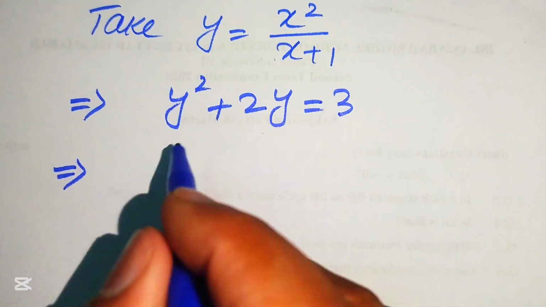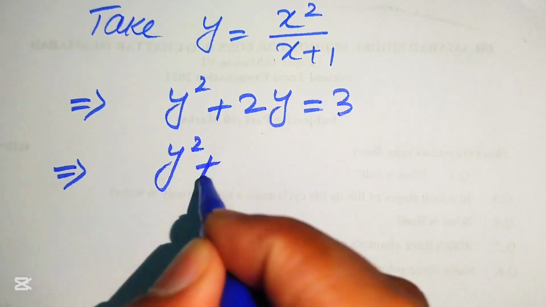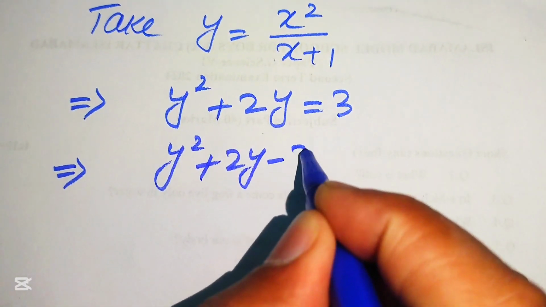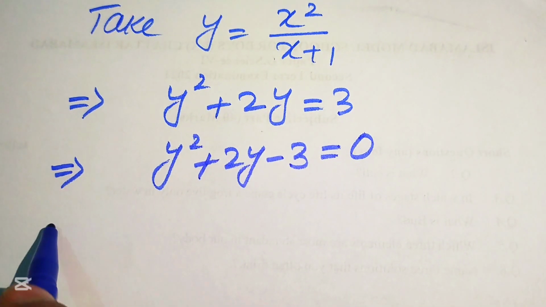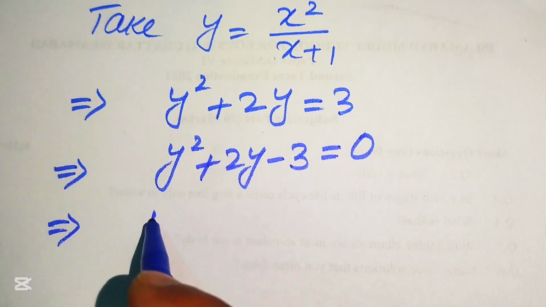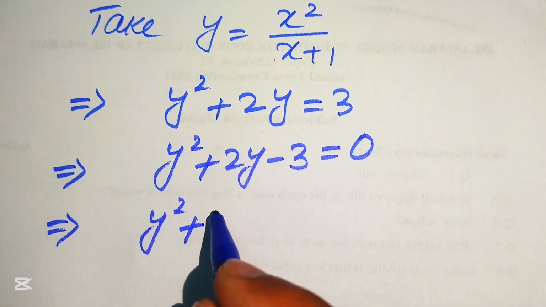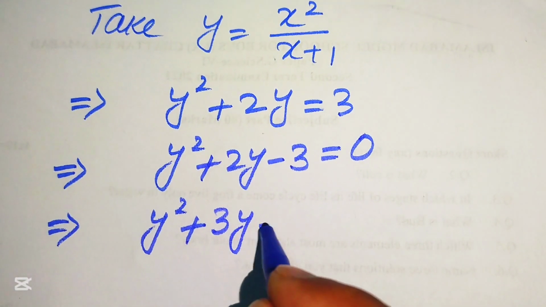So first we move this 3 to the left hand side, it will be written as y square plus 2y minus 3 equals 0, and here we easily make the factors of this equation. So we write it as y square plus 3 times y.